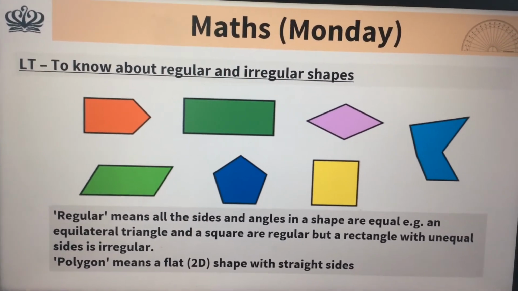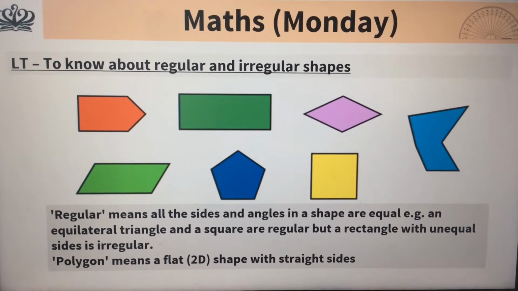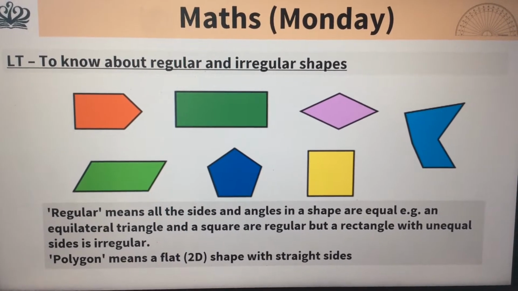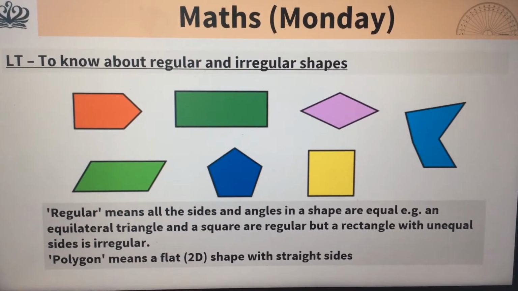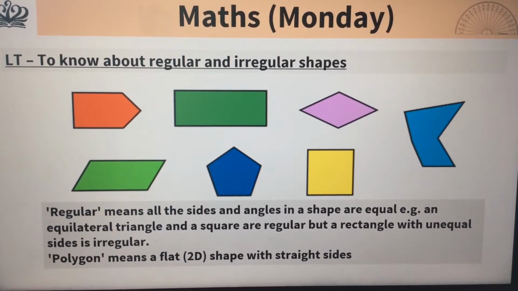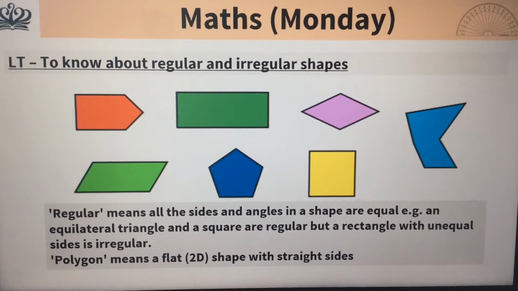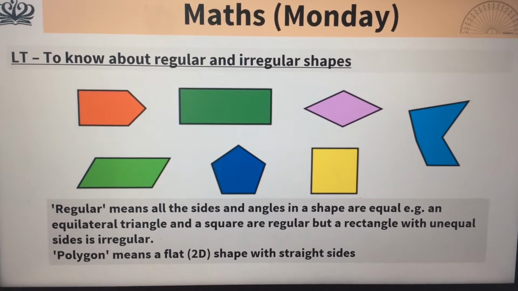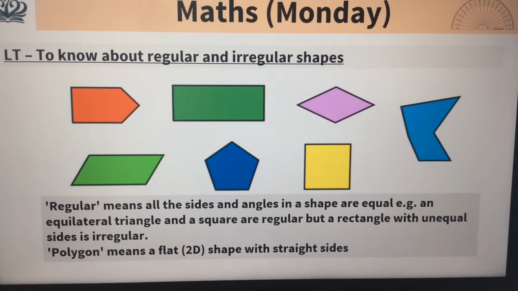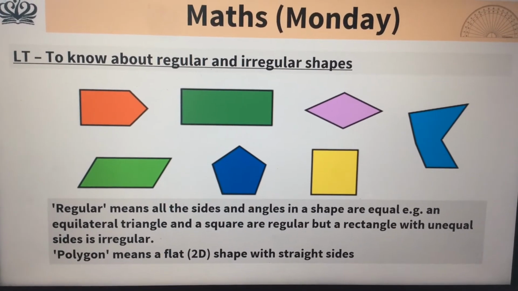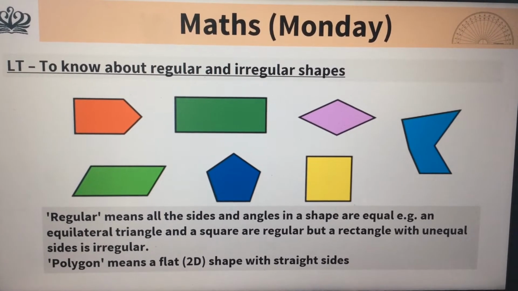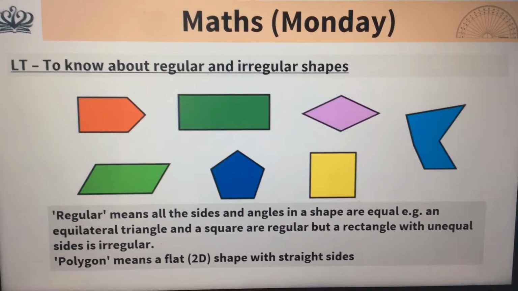So, regular means all the sides and the angles in a shape are equal, so are the same. So all the sides are the same length and all the angles are exactly the same. And irregular is when either the sides or the angles or both are not all the same, are not all equal.